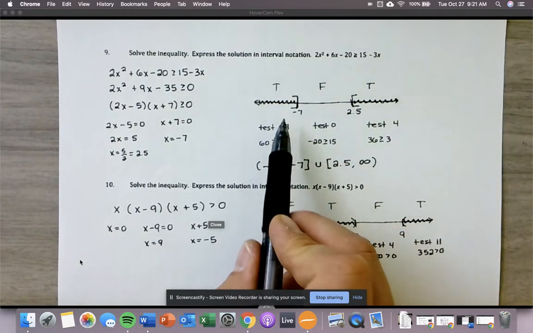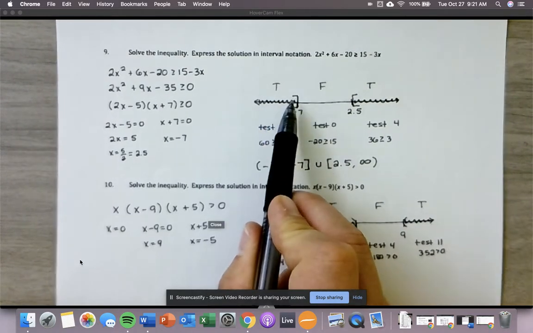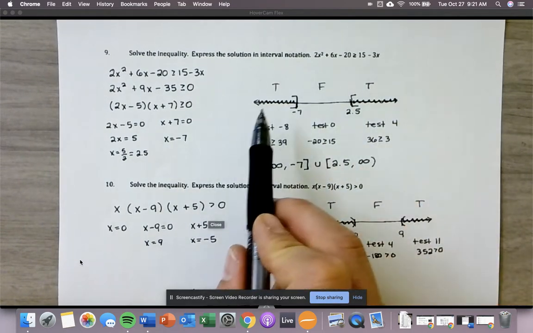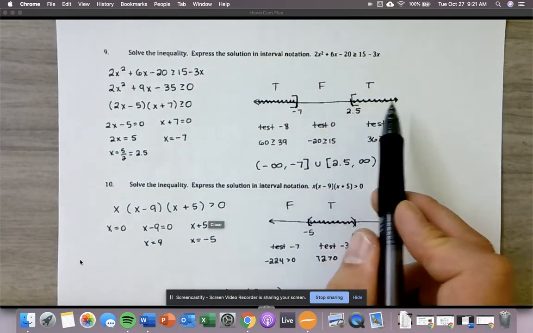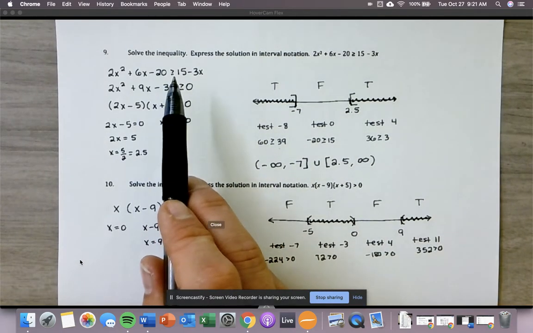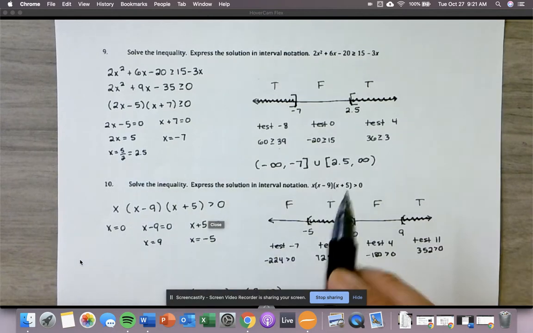So the only intervals we care about are anything less than or equal to negative 7, and anything greater than or equal to 2.5, right? Because remember, this is greater than or equal to.